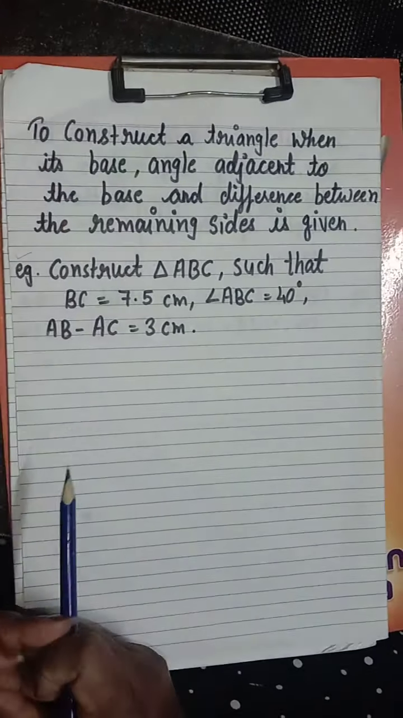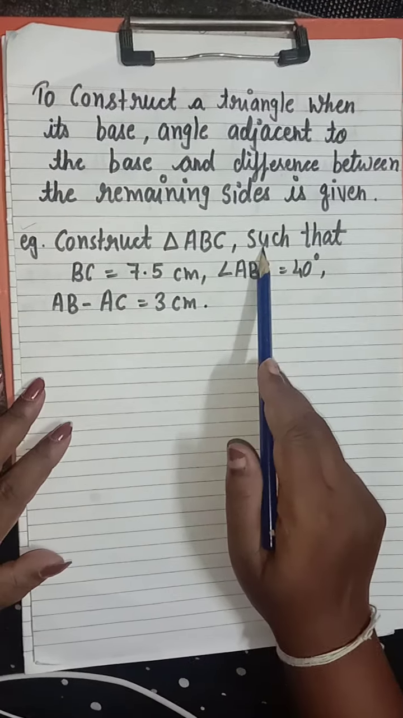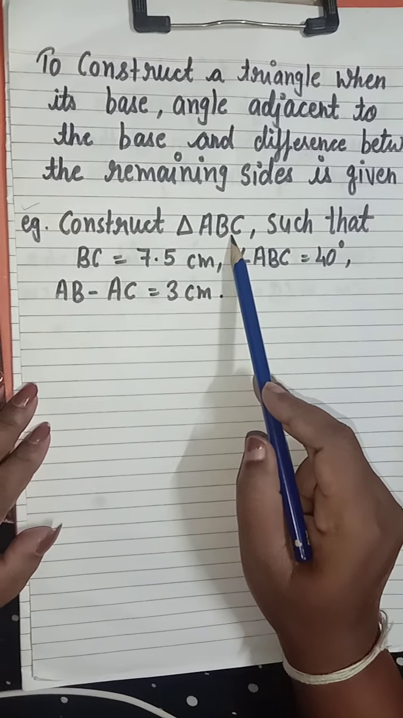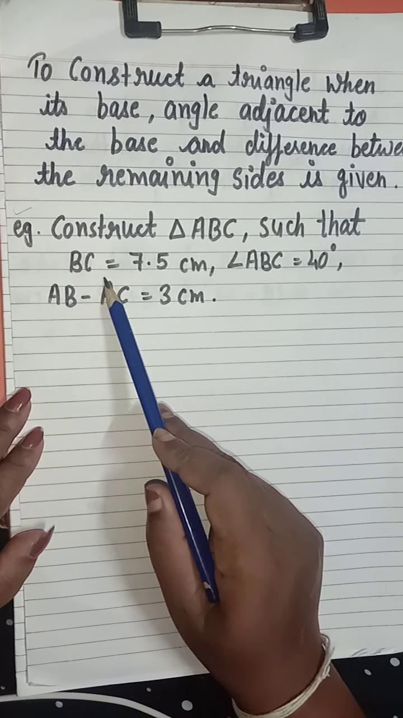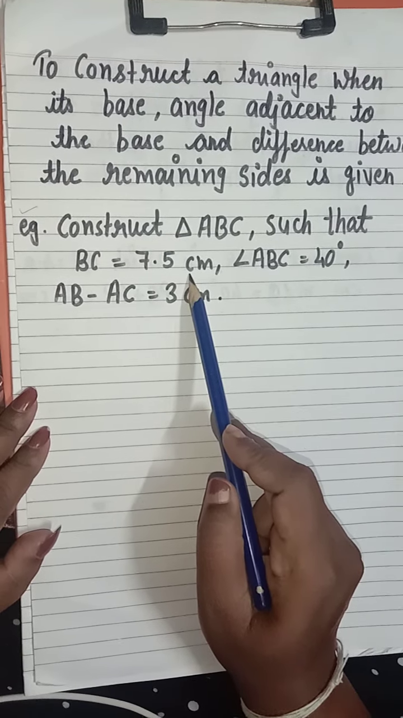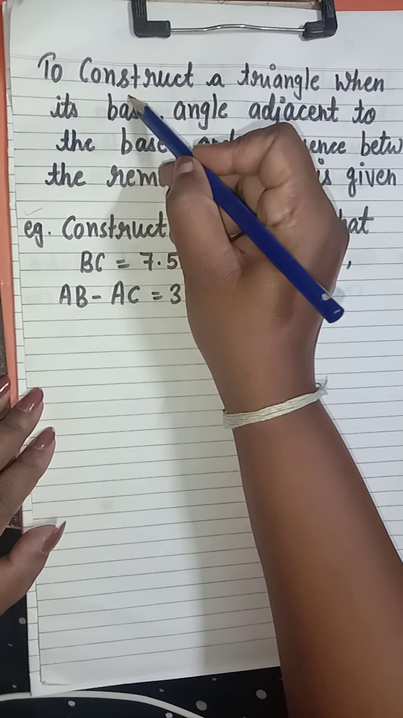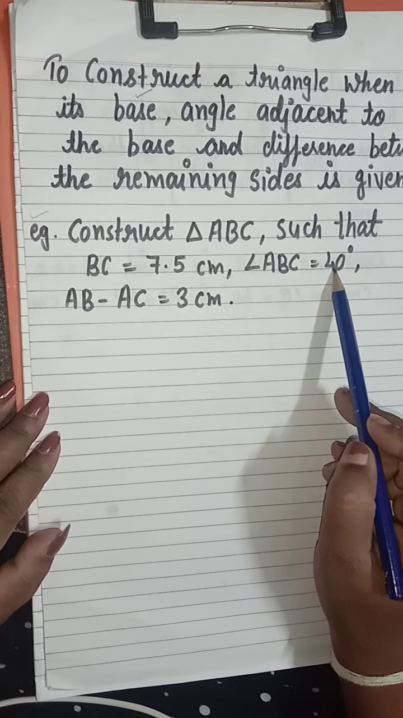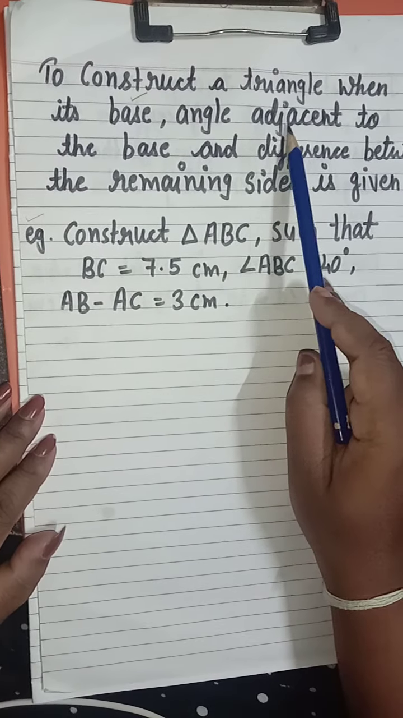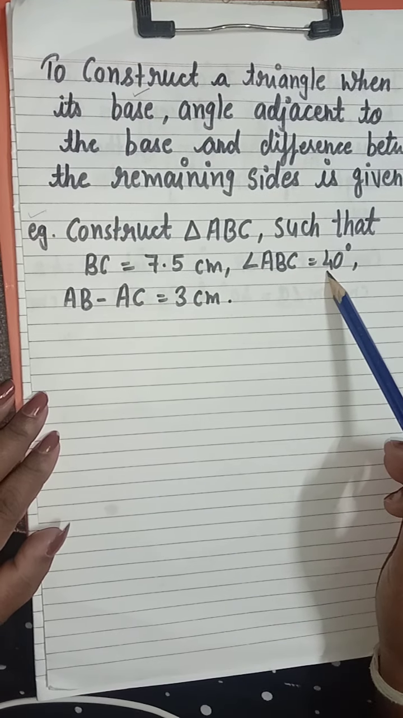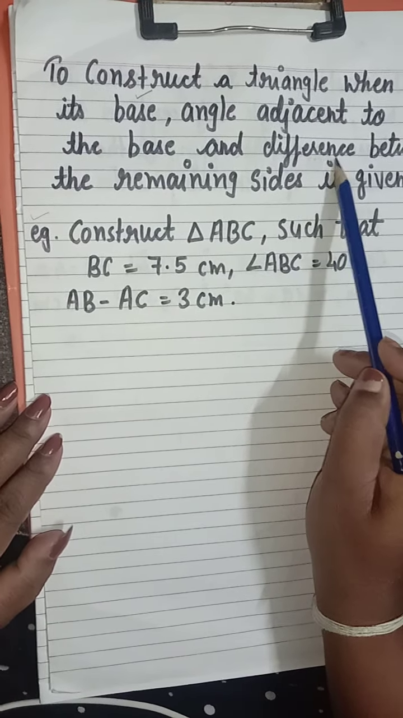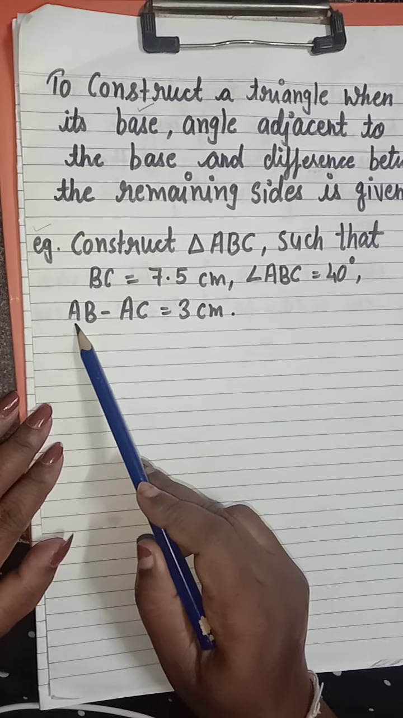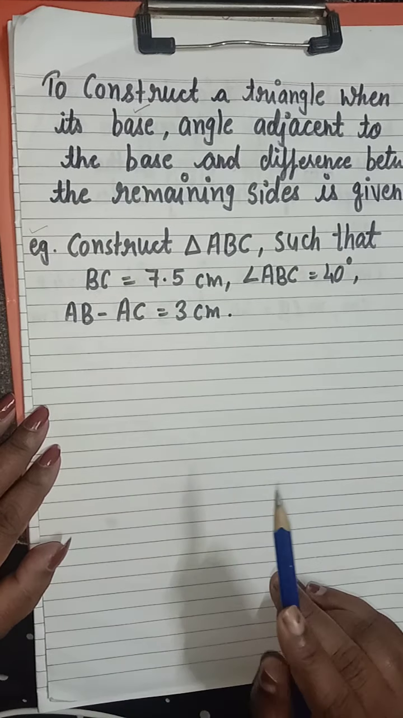Now the example says: construct triangle ABC such that BC is equal to 7.5 centimeter. So this BC is nothing but the base. And angle ABC is equal to 40 degrees, meaning the angle adjacent to the base is 40 degrees, and the difference, minus, between the remaining two sides, AB minus AC, is equal to 3 centimeter.